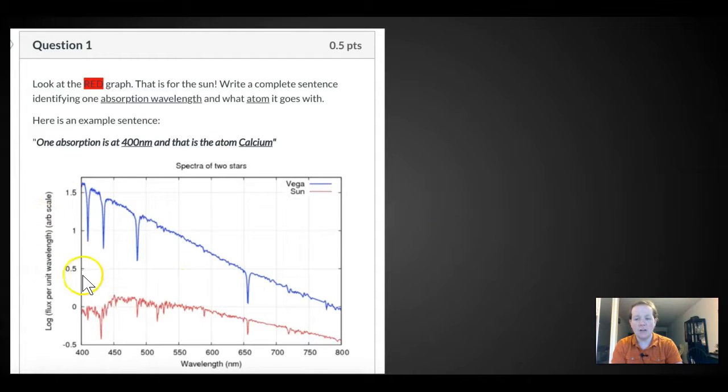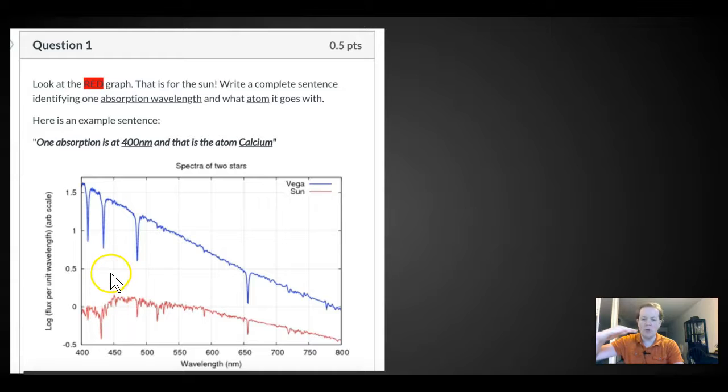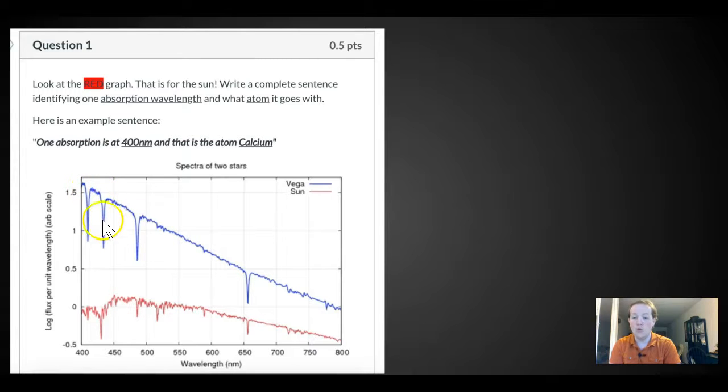Again, this is how much light. So a lot of light, more, more. And this is, oh, look right there, wavelength. That's the type of light. Okay, and look, we see those same absorptions. Look right here, a lot of light. Ooh, absorption. This is for a certain atom at a certain wavelength.